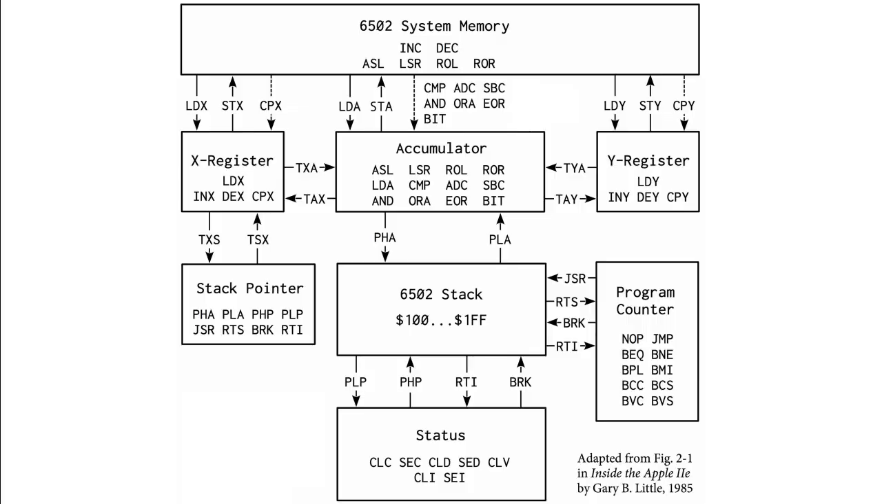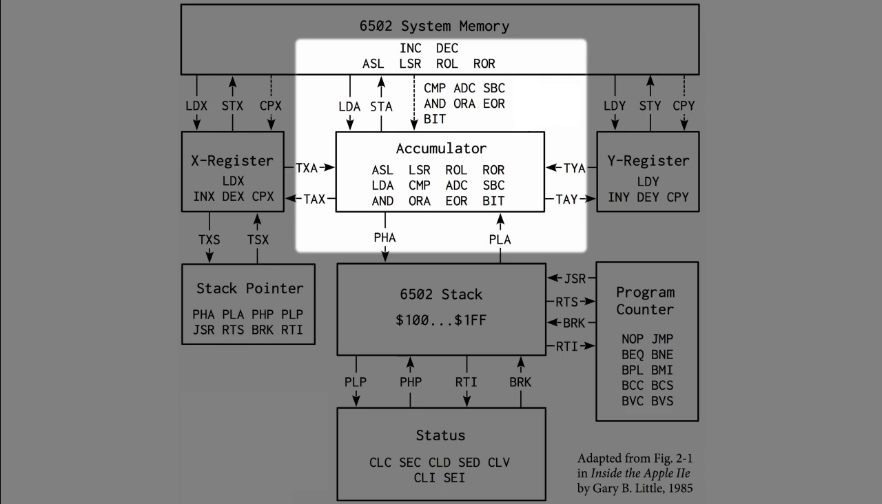This is a nifty visualization of all the 6502's opcodes, which I adapted from Gary Little's Inside the Apple IIe. At the center, fittingly, is the accumulator, and virtually all the interesting arithmetic instructions, including add, compare, exclusive OR, and others, operate on the accumulator and memory.